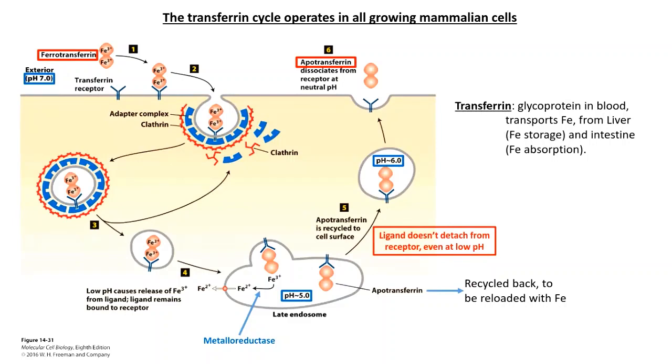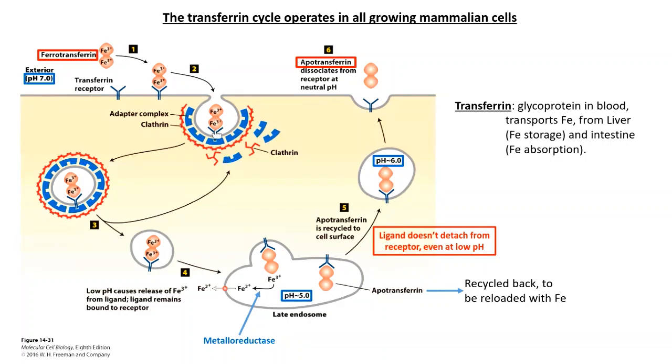So there is this late endosome, which is also known, as I told you earlier, as the CURL compartment, that is the compartment of uncoupling of receptor and ligand. But in this particular case, the ligand and receptor do not get released even at the low pH. Okay, a few important points. What is the difference between ferrotransferrin and apotransferrin? Ferrotransferrin has iron ions, or the ferric ions, in the dimer. This one doesn't.